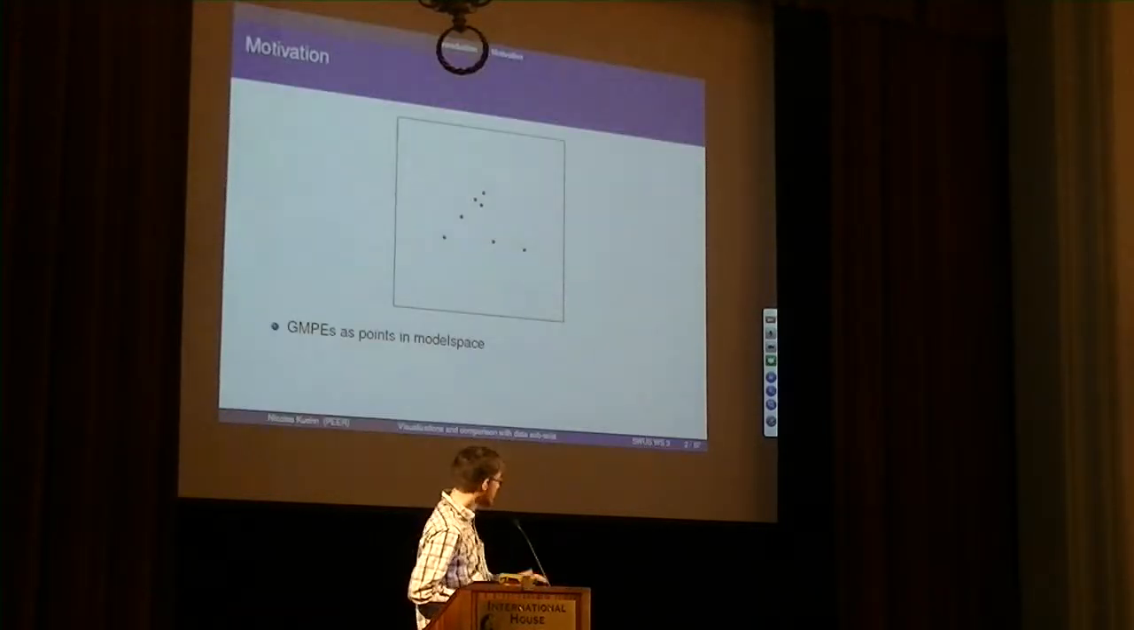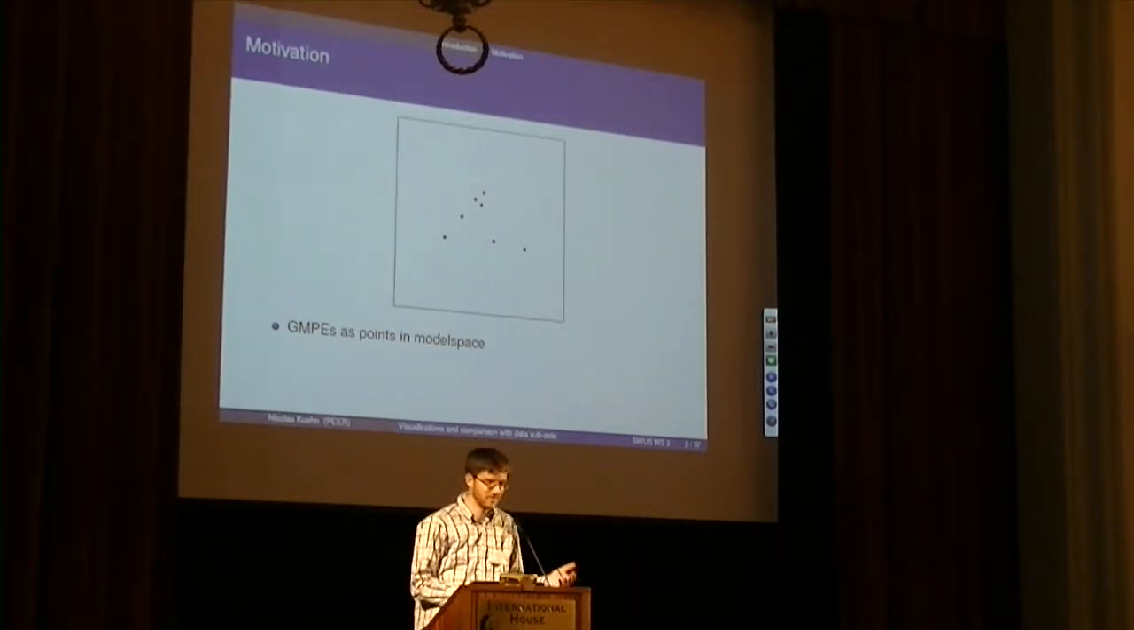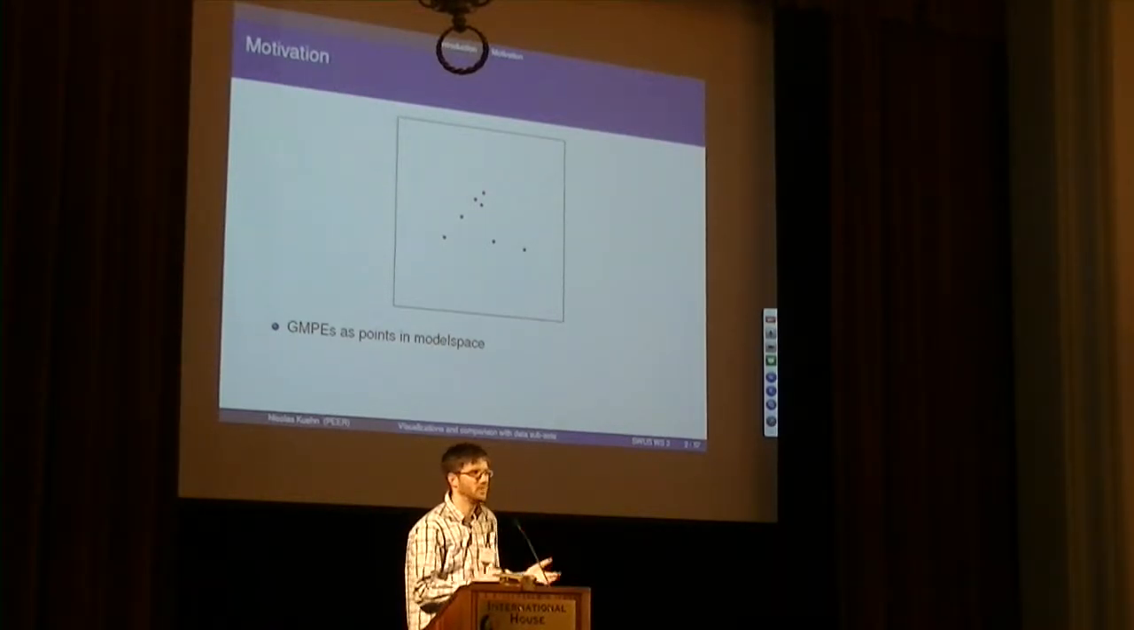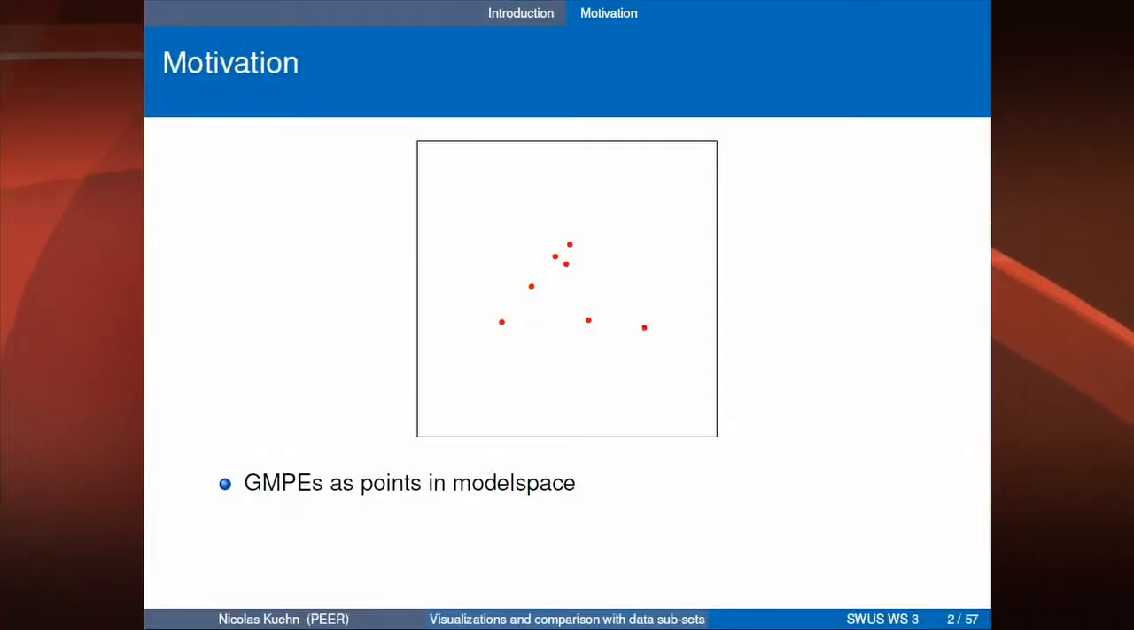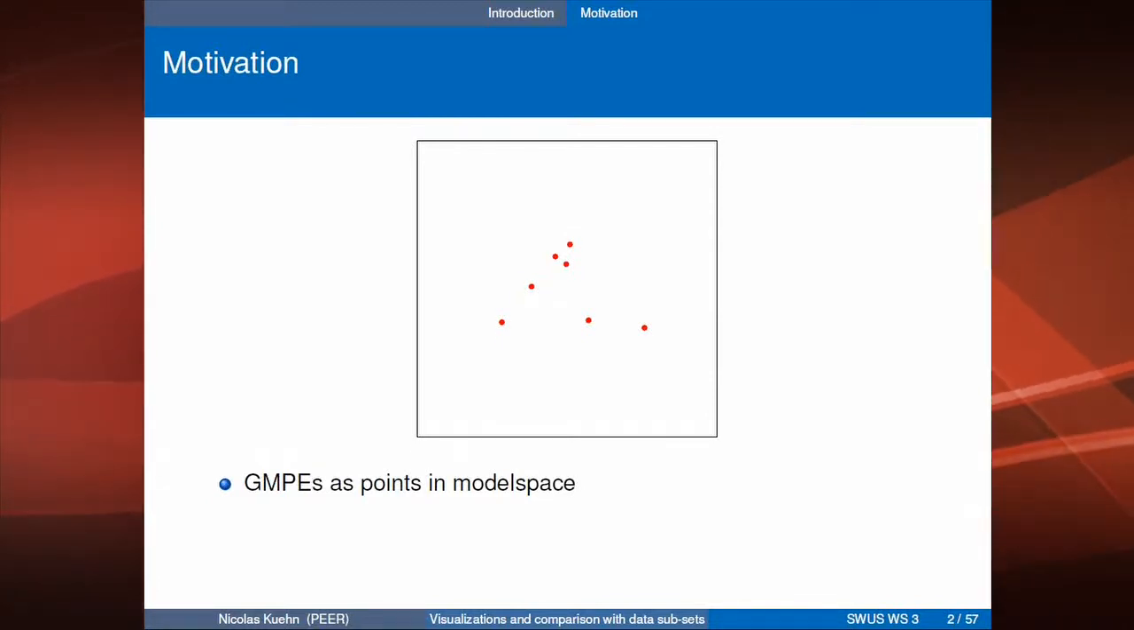Okay, so this is just a point that Norm was making. Imagine that this would be the model space that we have, and each of the published GMPEs is just a point in model space. This is just some random space that I draw. You can think of it as just a 2D model space, and each GMPE is a point on that model space. And these are just the published GMPEs.